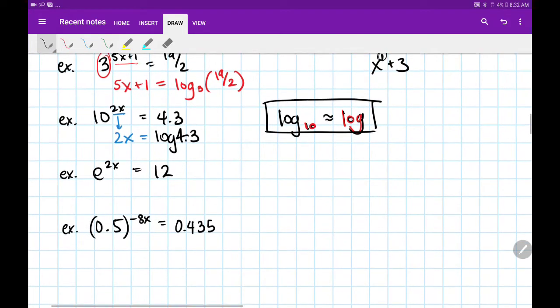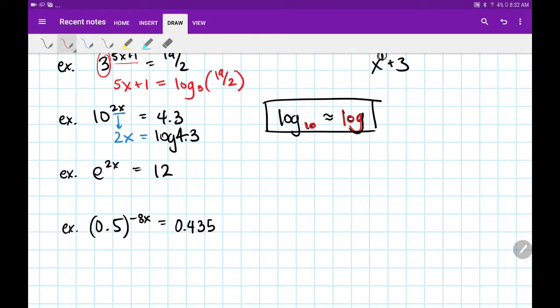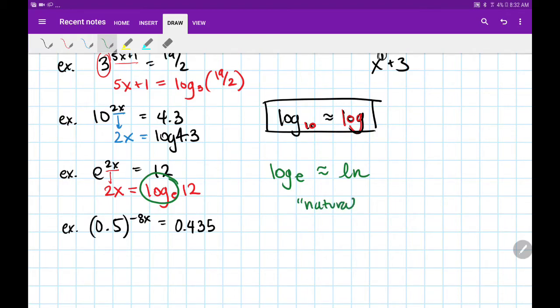Let's do the next example. I'm in exponential form. I need to go into log form. So drop the exponent. That's 2x equals log, the base is e, of 12. And now you have just one more thing to learn, and that is when you see log base e, we actually just rewrite that as natural log, ln. This is pronounced natural log.